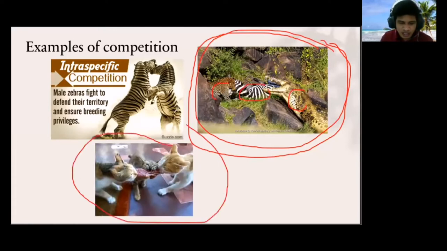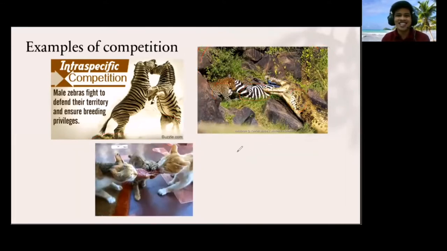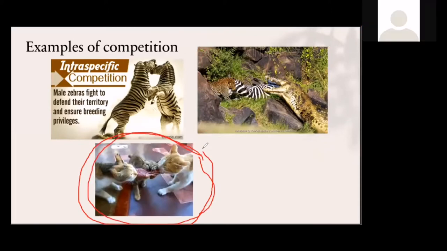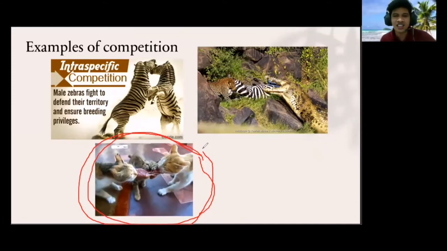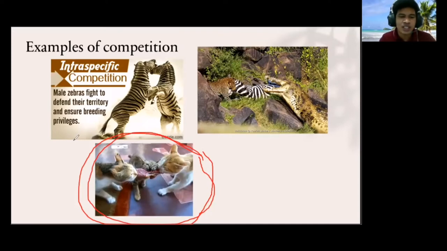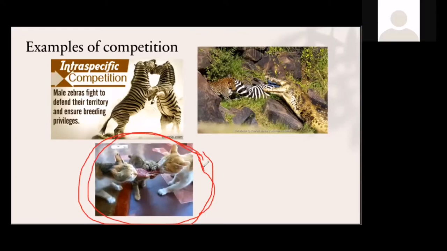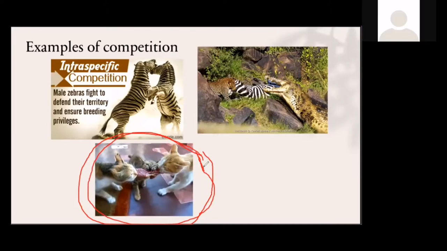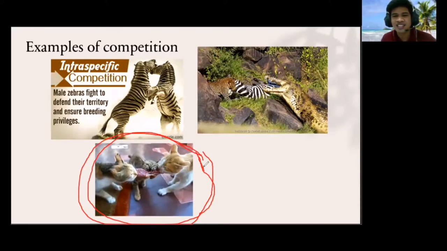What about the second one? What kind of competition is this? Chinjang, what kind of competition do we have here? Is it interspecific or intraspecific? Interspecific? Inter means two different species, right? What animals are fighting here, Chinjang? Cats. How many kinds of animals? How many cats are in here? Three cats. And do you see any other animal aside from cats?